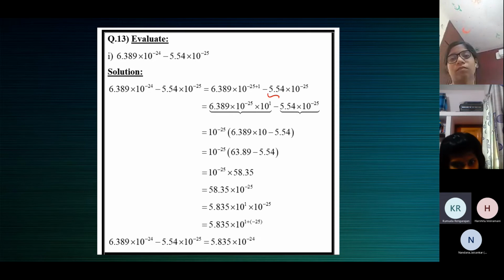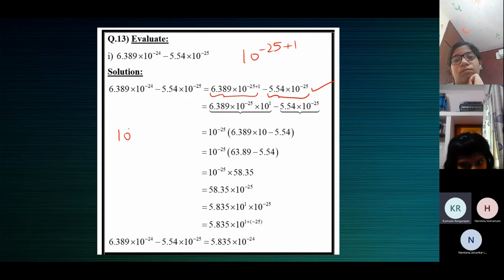In the second part, we have 10 to the power minus 25. In the first part, we write 6.389 as it is into 10 to the power, and we write minus 24 using minus 25, so minus 25 plus 1, which is minus 24. So we are done with the first step. In the next step, 10 to the power minus 25 plus 1 you can write as 10 to the power minus 25 into 10 to the power 1.